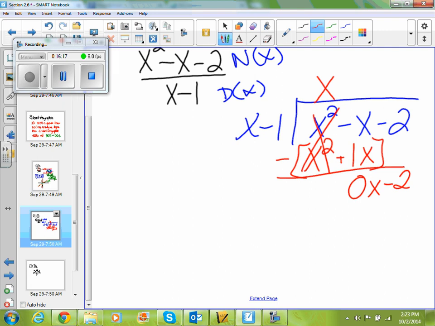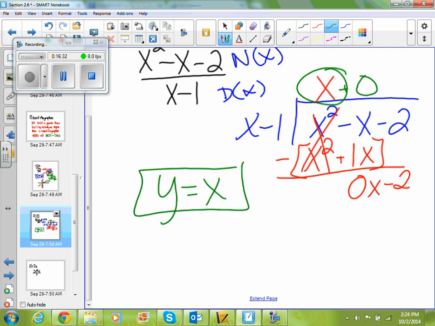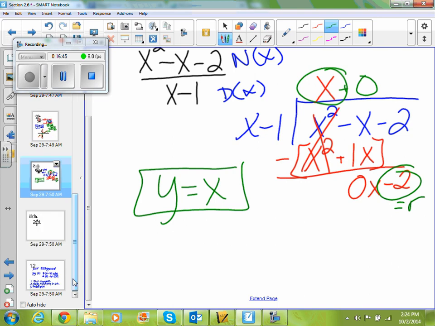So we know then that, because x goes into 0x exactly 0 times, we have a slant asymptote at the function y equals x. Okay, this negative 2 becomes a remainder, but we don't really worry about that so much. If you want to verify it, you can graph it in your calculator, or you can just believe me. Okay, let's look at one more.